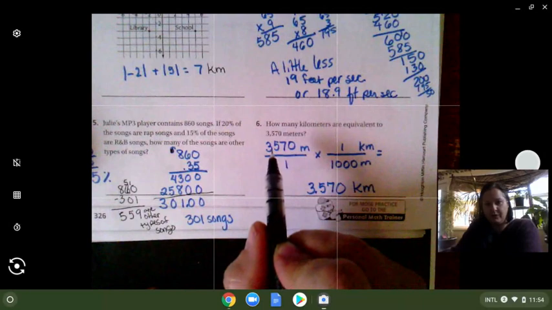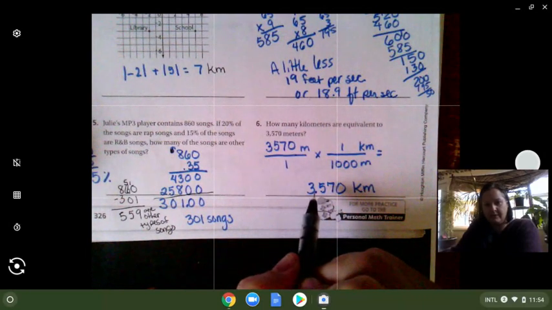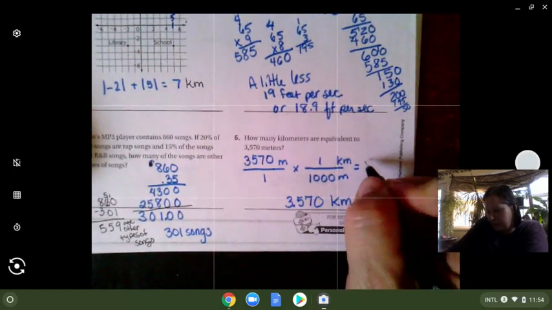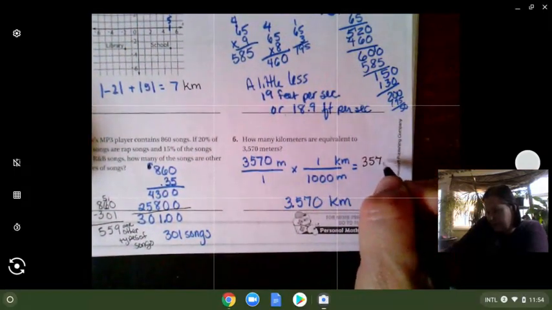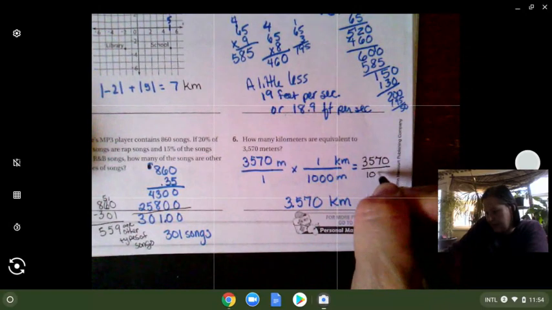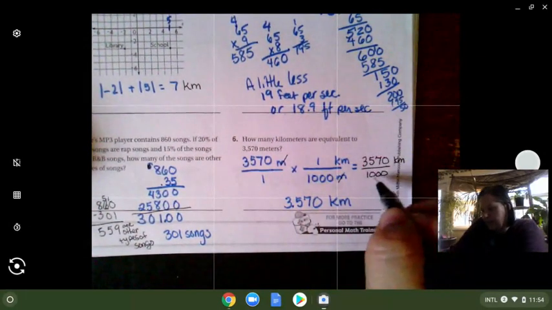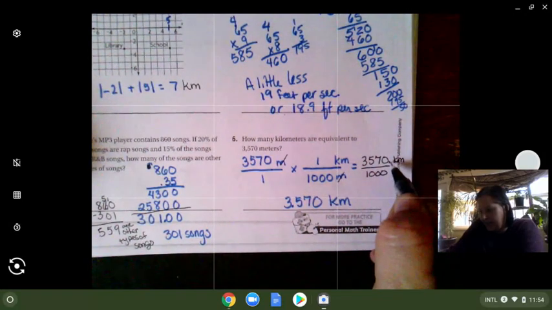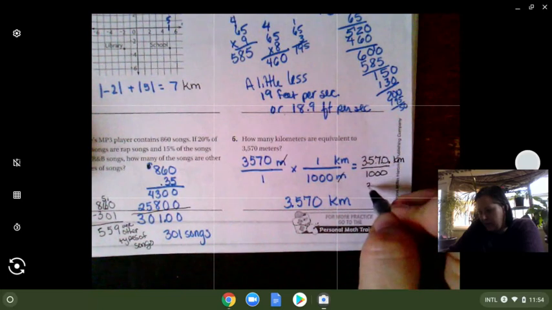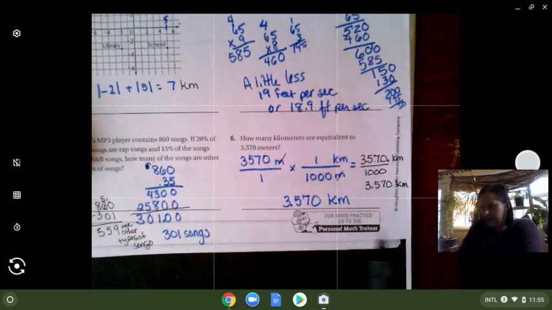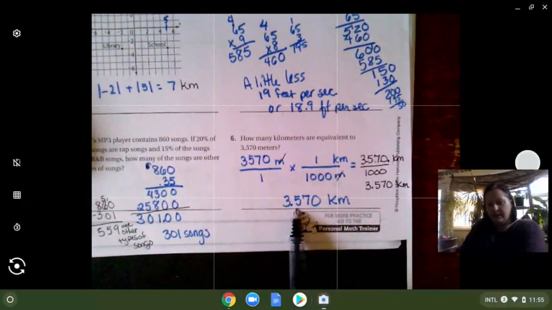1, 2, 3. So it'd be, let me write it out for you, okay? So we make sure you understand. Divided by 1,000. We canceled that out. We're going to have kilometers on top. We're dividing by 1,000, so we're going to take this number and move our decimal 1, 2, 3 spots to make it smaller. And there we get 3 and 57 hundredths of a kilometer.